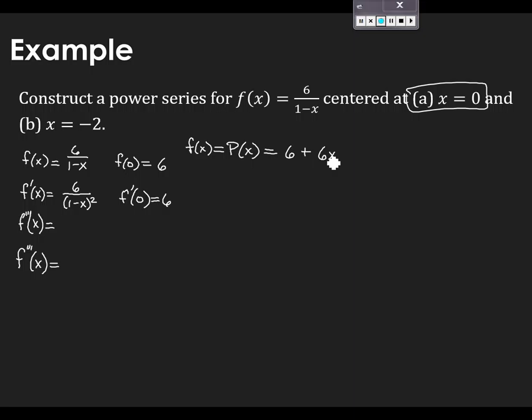Now it's getting a little more interesting. This is 6 times 1 minus x to the negative second. So what do we have? Negative 12 times 1 minus x to the negative third. But then again, times negative 1 by the chain rule. So we get 12 over 1 minus x to the third. So f double prime of 0 is 12.